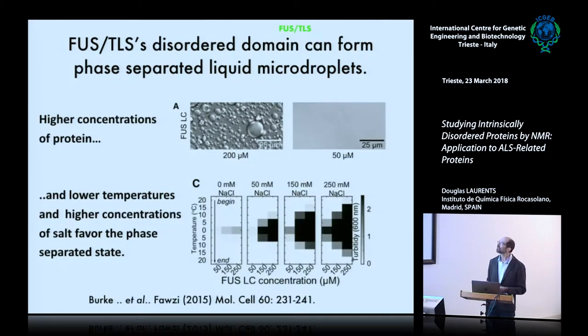So we can first see which kind of conditions promote liquid droplet formation. For FUS, it was shown, as you might expect, that higher protein concentrations favor droplet formation. Also, lower temperatures and higher concentrations of salt favor the liquid state. So in this experiment, they're cooling the protein down, and if you have some salt, you see turbidity. The more salt you have, the larger the temperature range where you see these droplets being formed. You can see this by looking at turbidity, or you can use a kind of microscopy that's good for looking at droplets called differential interference contrast.